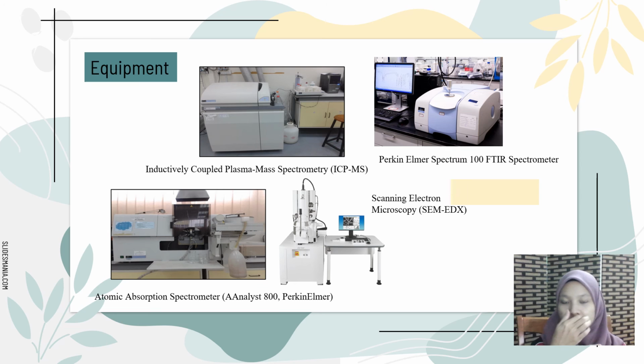The equipment used to measure the concentration of heavy metal and to characterize the microalgae beads. First, inductively coupled plasma mass spectrometry, ICP-MS. Second, Perkin-Elmer Spectrum 100 FTIR spectrometer. Atomic absorption spectrometer, AAnalyst 800 Perkin-Elmer. And last is scanning electron microscopy, SEM-EDX.